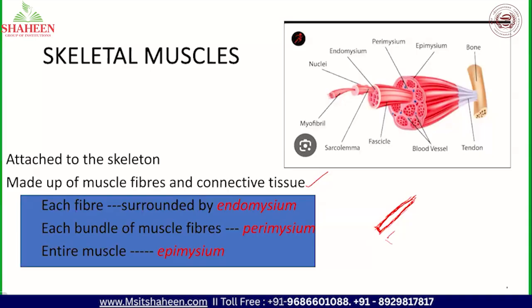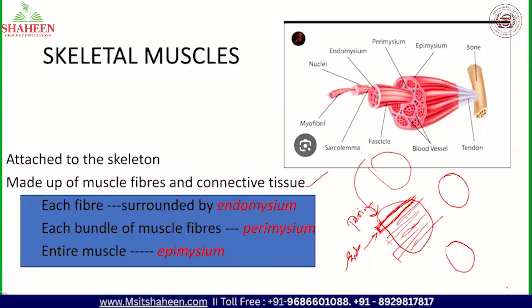Like this, we have a bundle of muscle fibers. This bundle is covered by perimysium. So a single muscle fiber is covered by endomysium, and a bundle of muscle fibers is covered by perimysium. Just like that, we have a lot of bundles, and the entire muscle is covered by epimysium. So you got the concept?